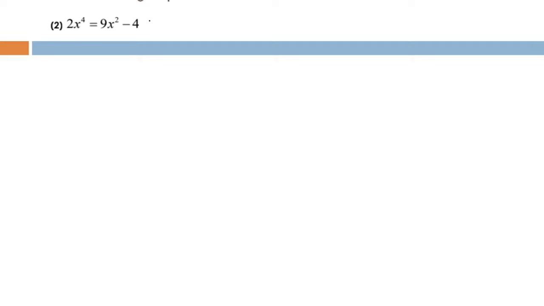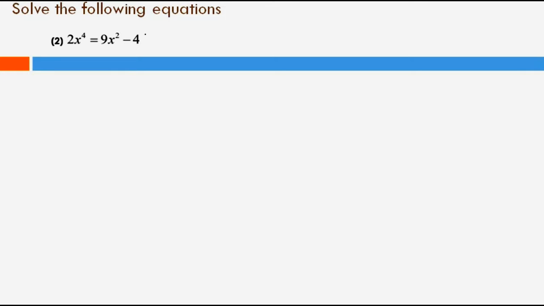You can see that this question is not in standard form of quadratic equation. First we have to convert this equation into standard form of quadratic equation, that is ax square plus bx plus c is equal to 0. 2x raised to the power 4 minus 9x square plus 4 is equal to 0.